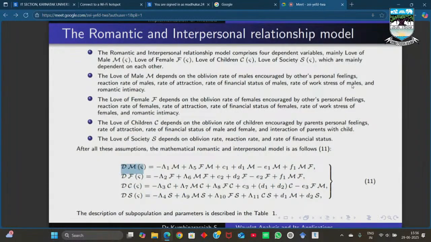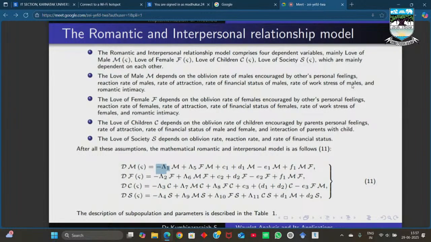Here dM says the rate of change of the love of male depends on gamma 1, that is, how much obligation rate one is encouraged to others. Why am I giving a negative notion? Because if I do some work for a friend, and he forgets whatever I have helped him with, then obviously I will hate him. That means my love for him reduces. So that's why I represented the negative notion there.